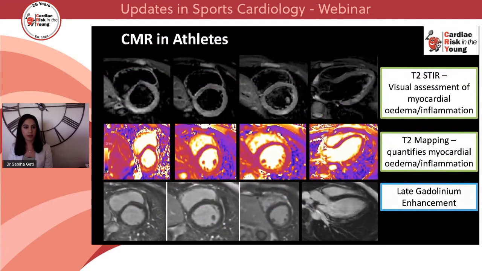So here is an example of an athlete who exhibits regions of hyperenhancement in your basal inferolateral wall, as assessed in your top panel on your T2-weighted imaging. We quantified it based on the T2 mapping with prolonged T2 relaxation times, and you will appreciate on the late gadolinium enhancement, there is this subepicardial patchy distribution in the same territory.